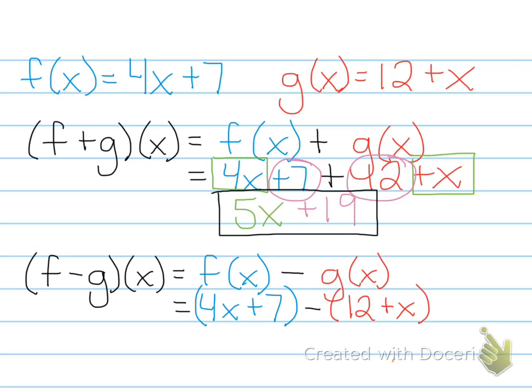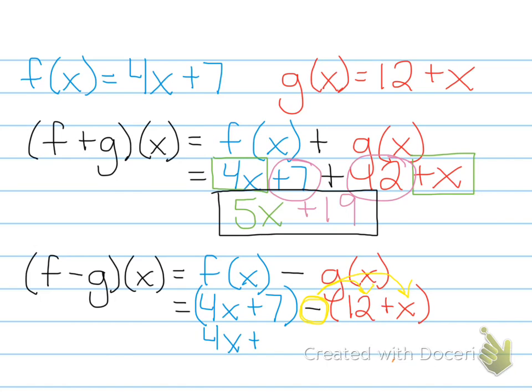I'm not just subtracting 12, but I'm subtracting all of 12 plus x. So really, it's like I'm going to be distributing that minus to both the 12 as well as the x. Here's the catch where a lot of people go wrong whenever you see something like this. They think just subtract 12 and then leave the plus x. No, that doesn't work, because you actually have to end up distributing that minus sign.